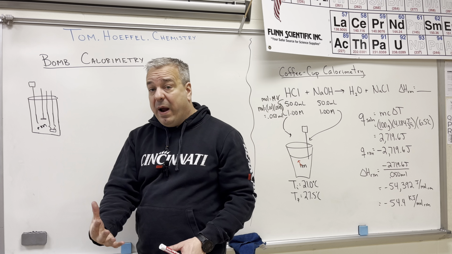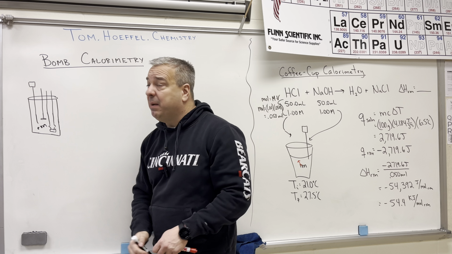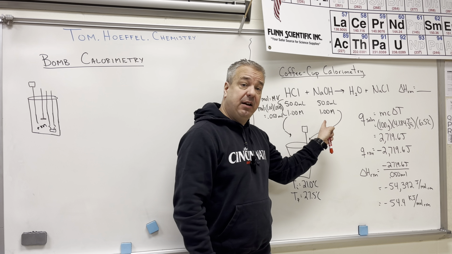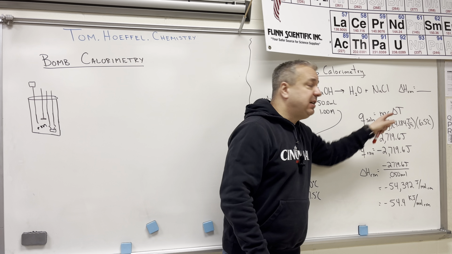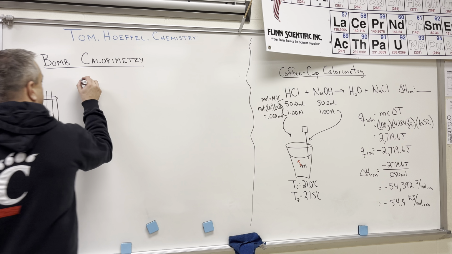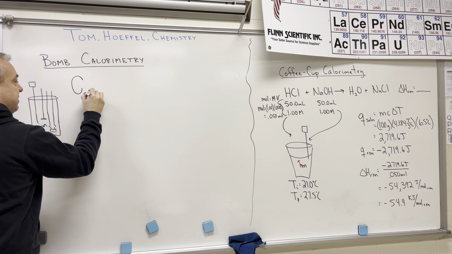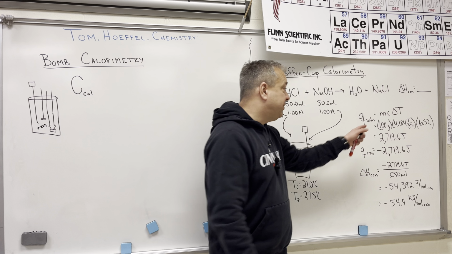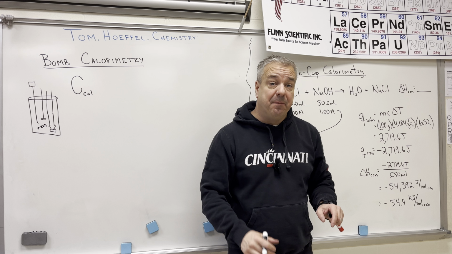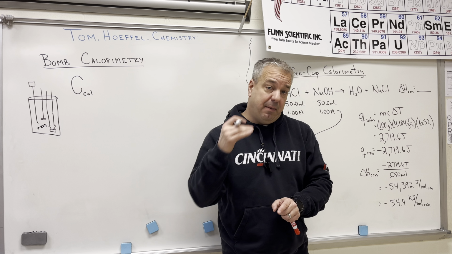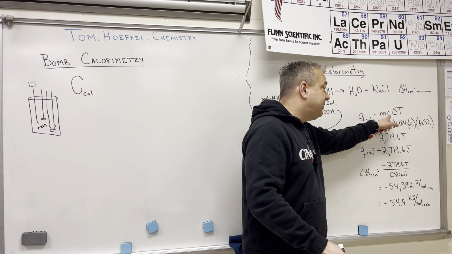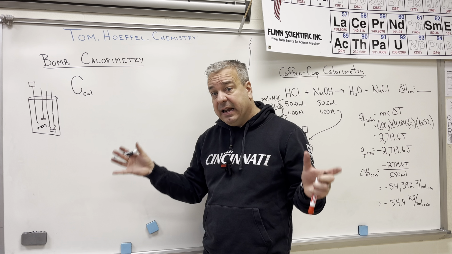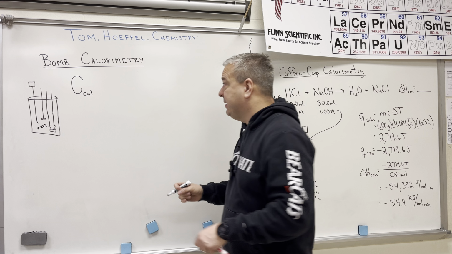The bomb calorimeter is going to use heat capacity, where in coffee cup calorimetry, they're using specific heat. So a bomb calorimeter is going to use something called heat capacity, which is capital C, versus little c, which is specific heat. I do have a video about 3 videos ago that talks about the difference between specific heat and heat capacity. We're going to touch on it slightly here. If you want more details, you'll have to go back to that video.